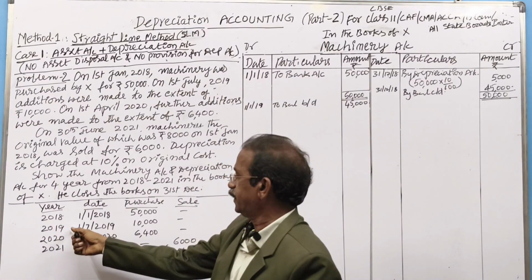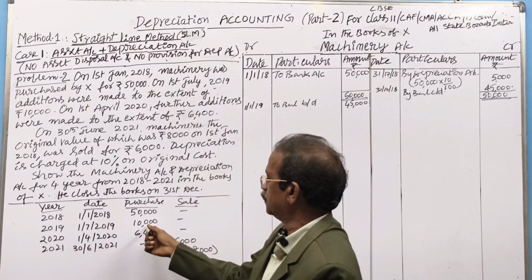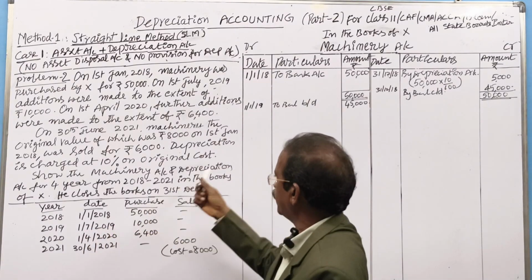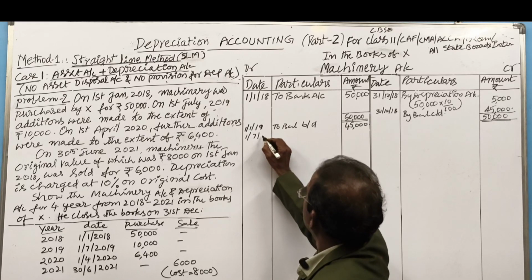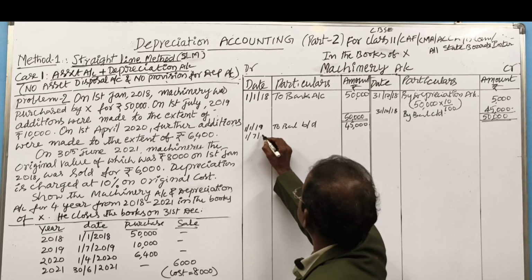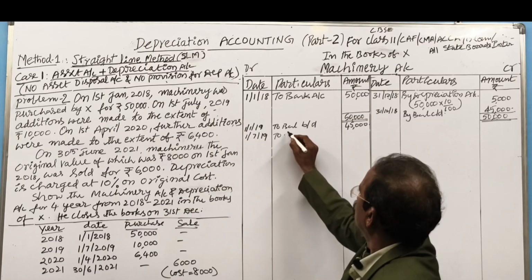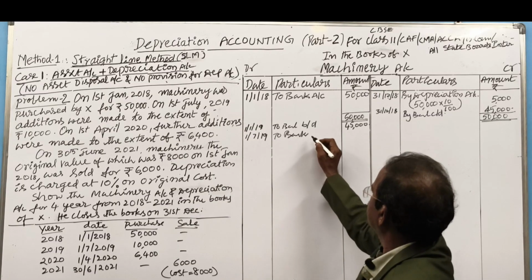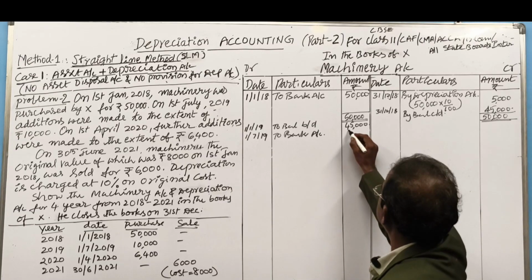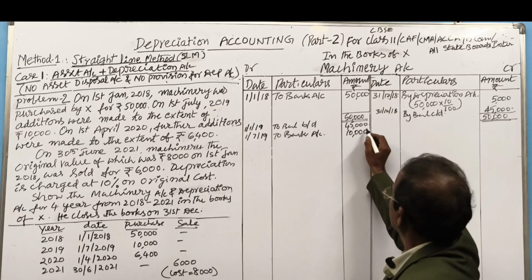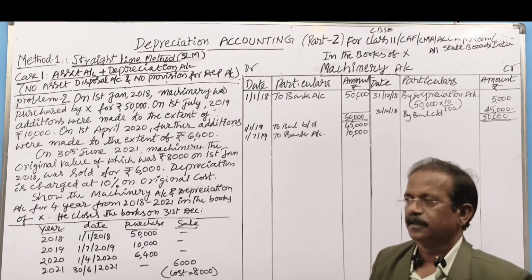Now you have to look at this breakup of transactions. In 2019, that is the second year, we purchased another machine on 1/7/19. Put the date here, 1/7/19. To bank, because we are purchasing. Bank account, how much is that? 10,000. Now there are no other transactions in the second year.